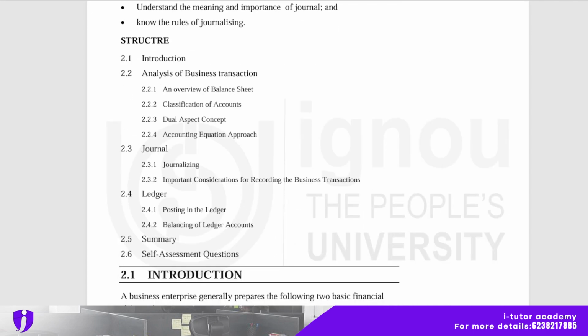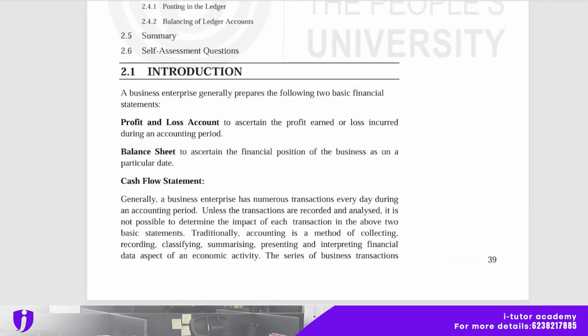And the structure of this unit is: introduction, analysis of business transaction. Under this, there is an overview of balance sheet, classification of accounts, dual aspect of account, and accounting equation approach. In this video we will finish these two sessions, 2.1 and 2.2. And next is journal, journalizing and important considerations of recording the business transaction, and ledger also, and summary and self-assessment questions are there in this unit. Let's begin with the introduction part.